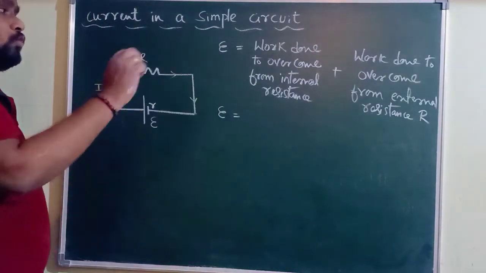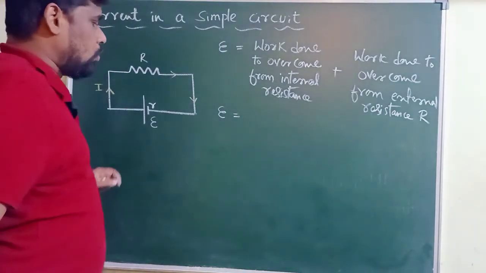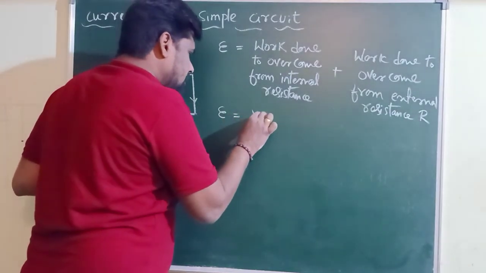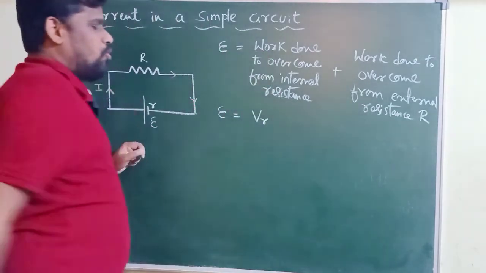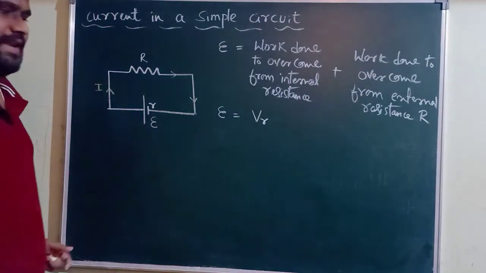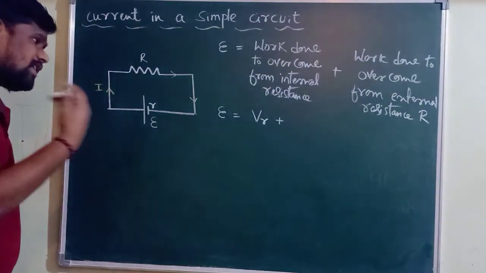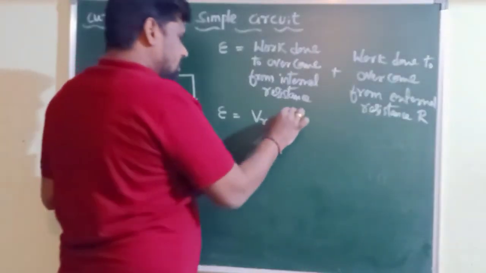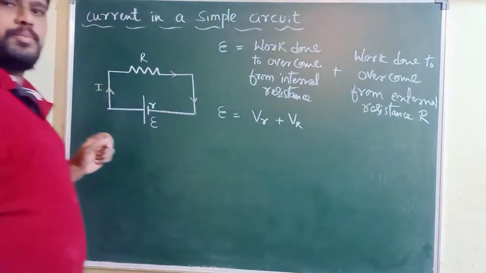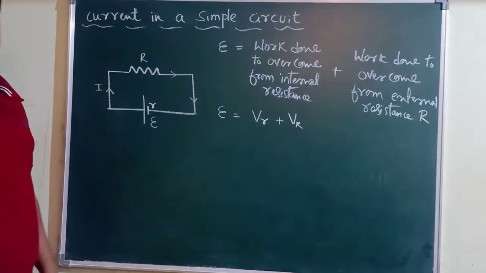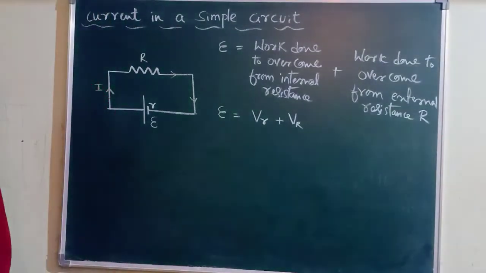Work done to overcome the internal resistance is numerically equal to the potential difference across a cell, this is called V suffix small r, plus work done to overcome the external resistance is numerically equal to the potential difference across the external resistance. So E equals V suffix small r plus V suffix capital R here.